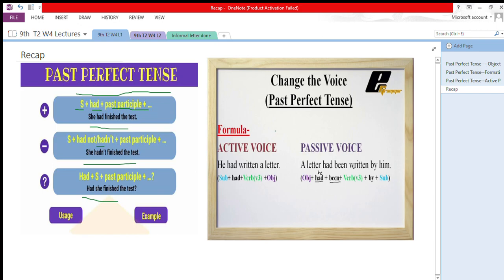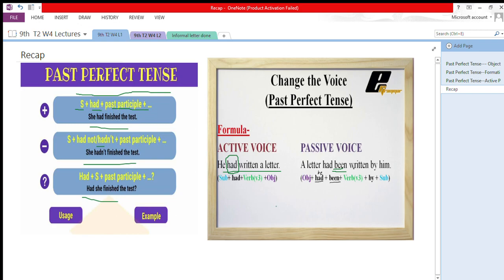Now, the formula from active to passive voice: the same rules are applied over here as we have done in indefinite tenses, in continuous tenses, or in present perfect. Only you have to remember that you have to change according to the helping verb. Now, he had written a letter becomes a letter had been written. Here you have the addition of "been", but "had" remains as it is because we are talking about the past perfect tense. I had seen the picture. The picture had been seen by me.